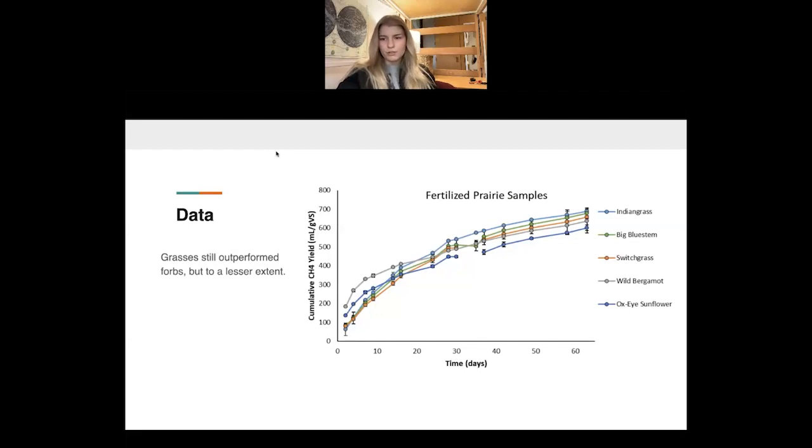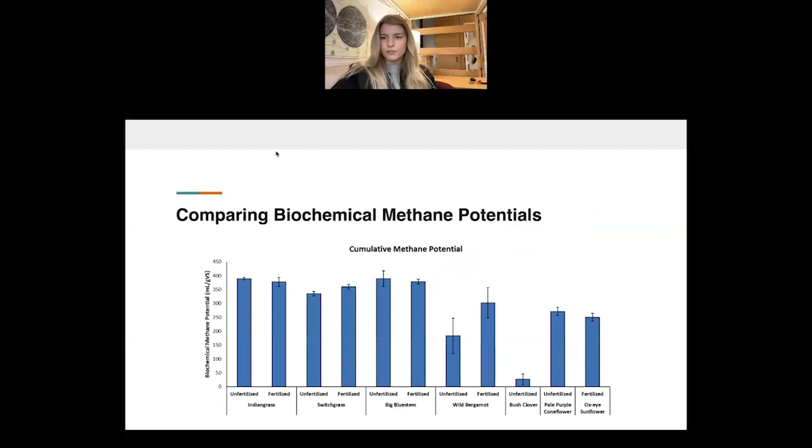It looks pretty similar to the unfertilized species, although there does seem to be a smaller gap in terms of methane production between the grasses and the forbs. So these two graphs represent the raw data that have been collected from this experiment, and this graph shows the data when the methane production from the blanks that had no prairie plant mass in them have been subtracted. So this is the total amount of biomethane that each prairie plant produced.